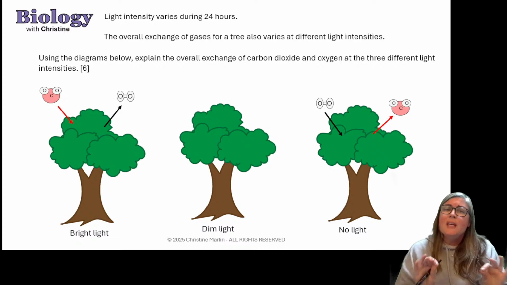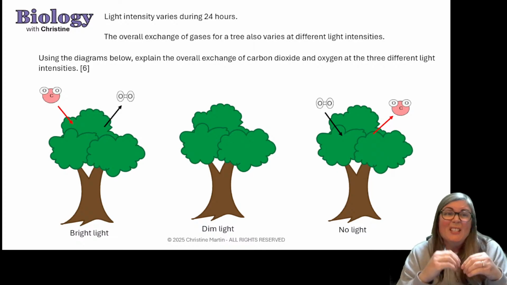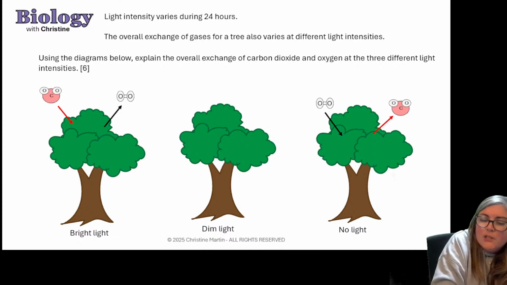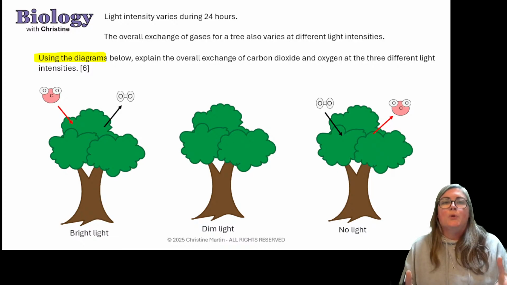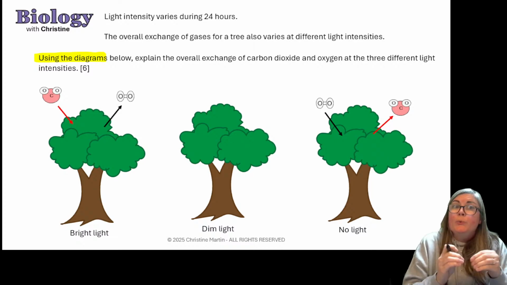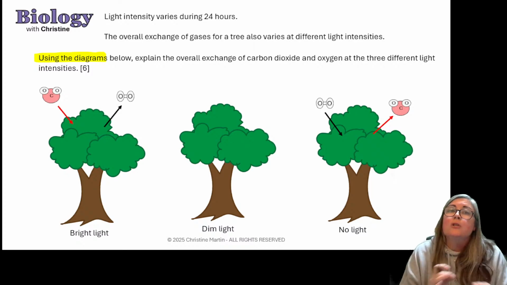So if they give you a question that's like this, what they want you to do is use the diagrams. They say that in the question. So I've adapted a question from an exam board to show this. Using the diagrams, you'd be surprised as well how many of you get questions like this and who do not actually use the diagrams. You just start going, I'm going to blurt on paper. I'm going to tell you what I know. That's not what they want you to do. They want you to use the diagrams to explain the overall exchange of these two gases.